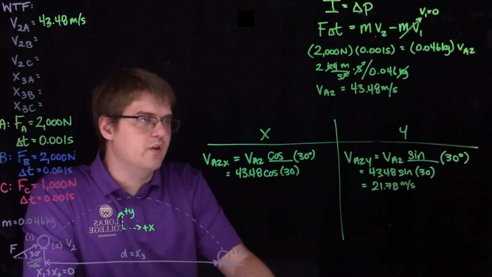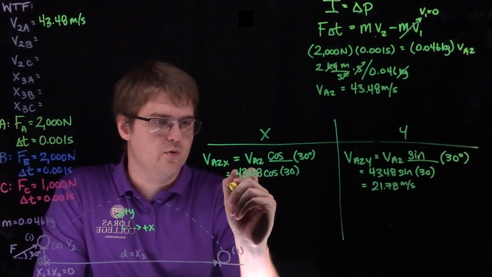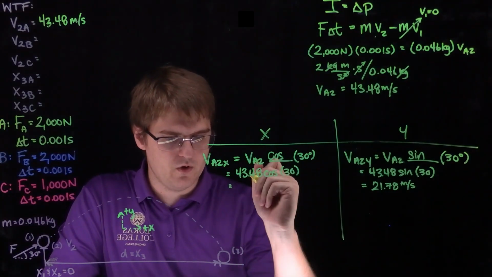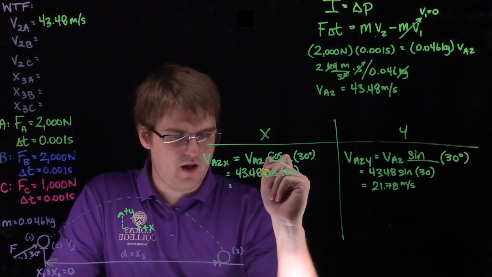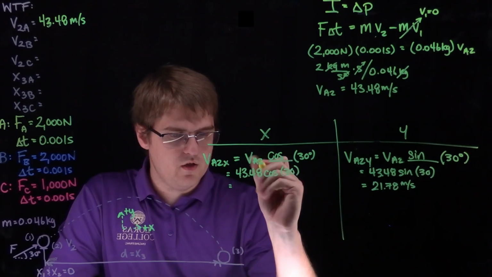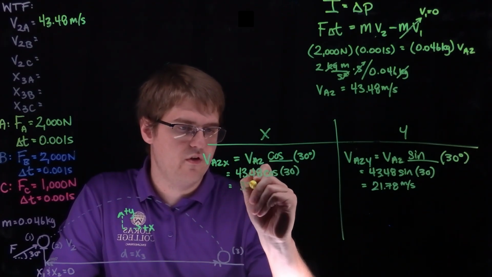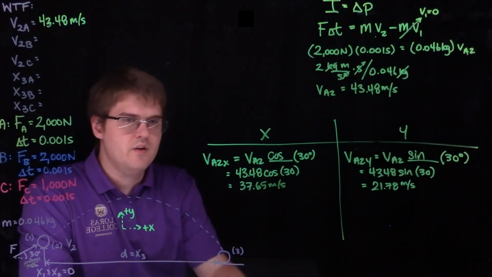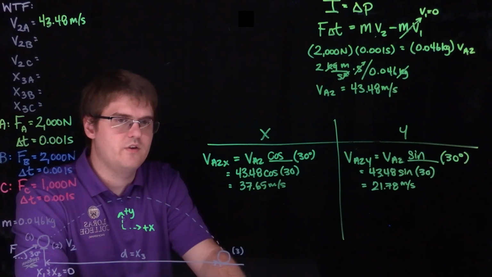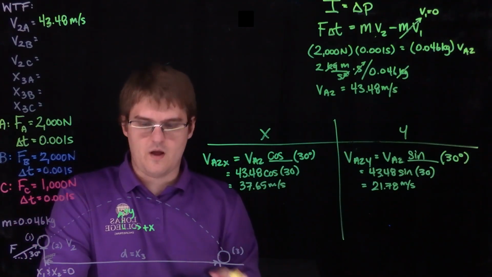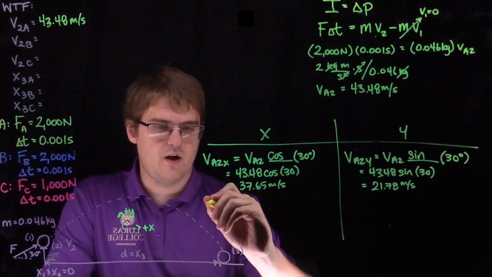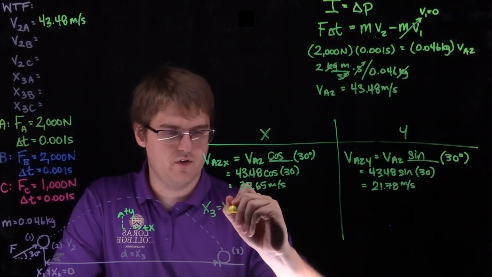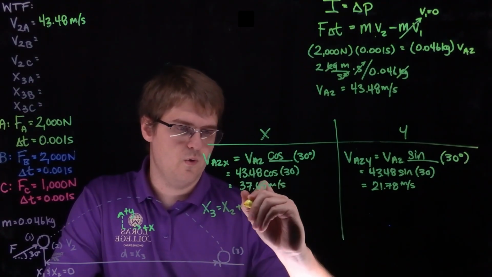I'm still not going to divide 43.48 by 2 in my head. And then in the x is a much more ridiculous number, but that gives me a value of 37.65 meters per second. Those are my velocities in the x and y at the start. Now the next thing, I want x3, so what would my equation for x3 look like? Let's write that out, even though we're not actually going to be able to solve it yet. I'll show you why in a second.